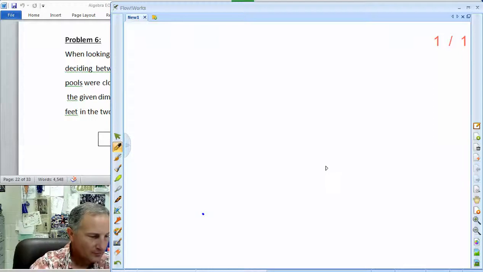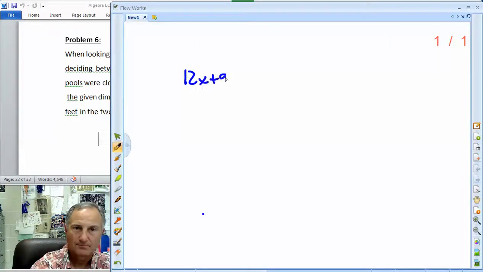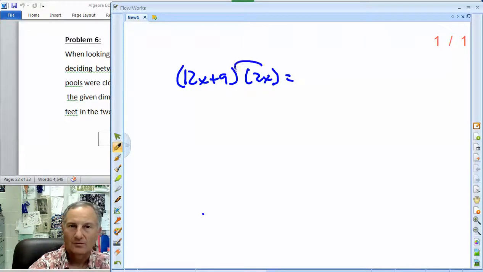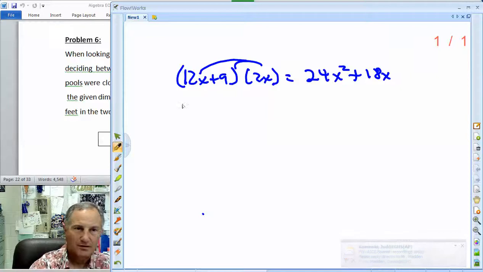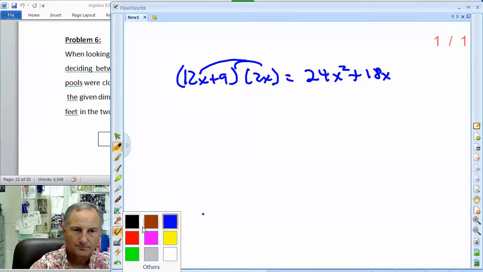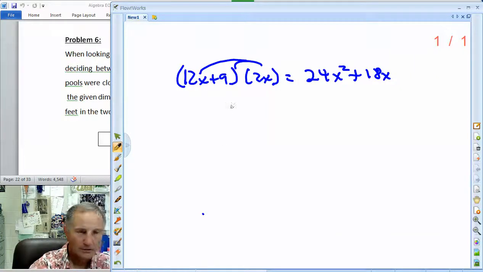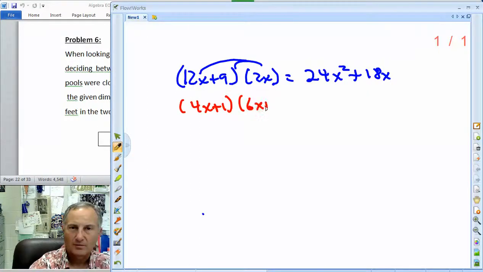So the area of the first pool is 12x plus 9, length times the width of 2x. That's equal to, we're just going to distribute to both, 24x squared plus 18x. I'm sorry, that's squared. The second pool, 4x plus 1 times 6x plus 3.